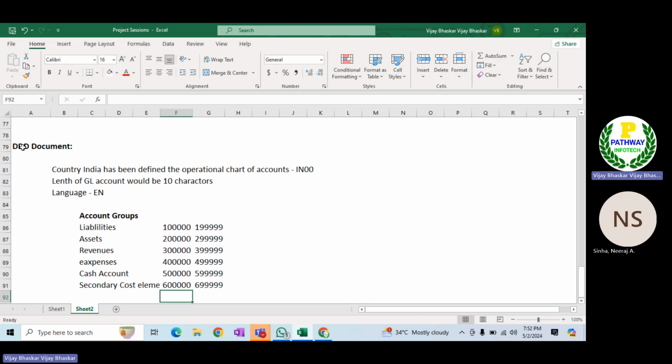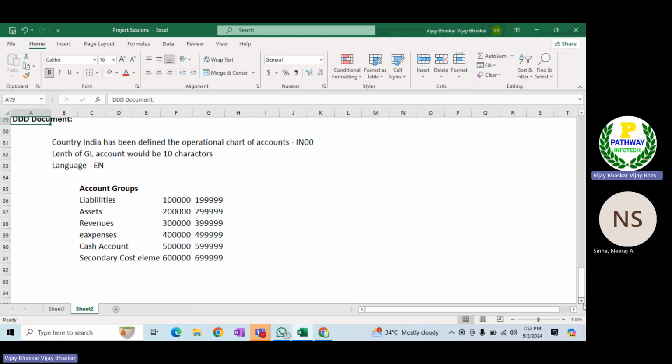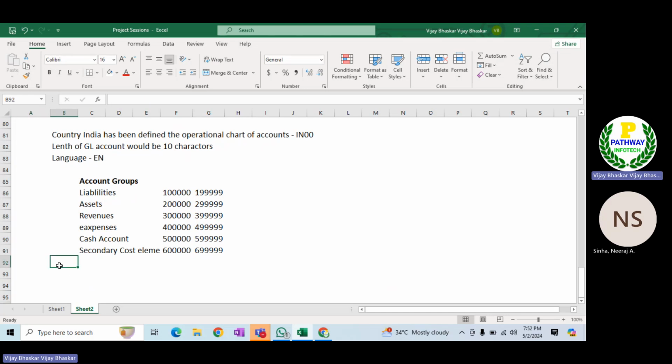In the detailed design document, we will explain in detail what exactly we are going to configure in the system. Maybe for country India only the below logic is applicable. Let's say for US the logic might differ, the account group structure might differ, right? In the detailed design document, once we describe all this information, I'll put a note like this.